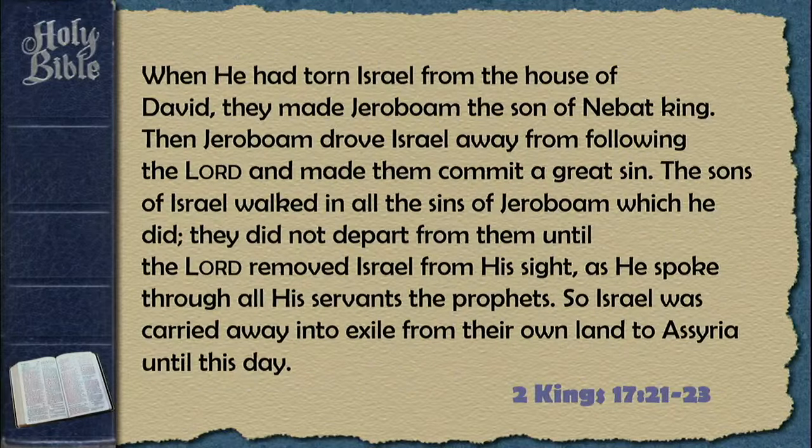For 400 years after the Danites set up Micah's idol, King Jeroboam set up a golden calf at Dan during his reign from 931 to 910 BC. The text says, when he had torn Israel from the house of David, they made Jeroboam the son of Nebat king. Then Jeroboam drove Israel away from following the Lord and made them commit a great sin.